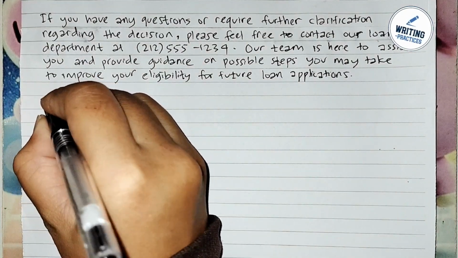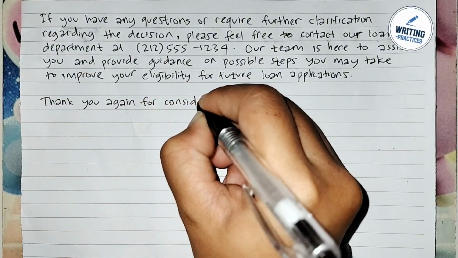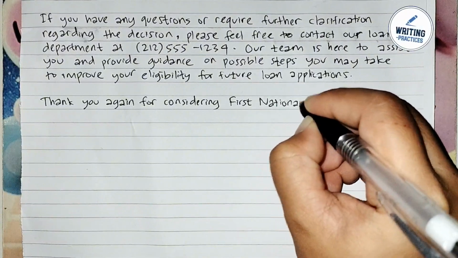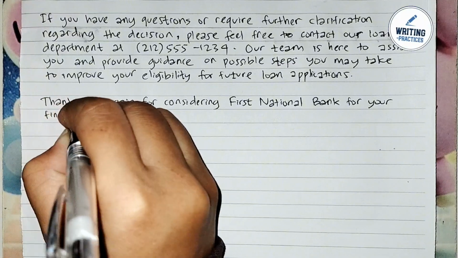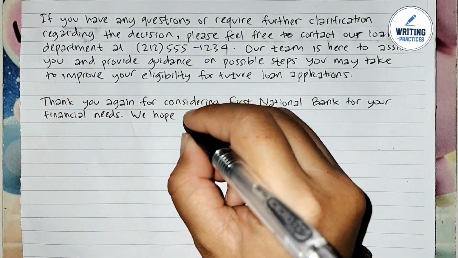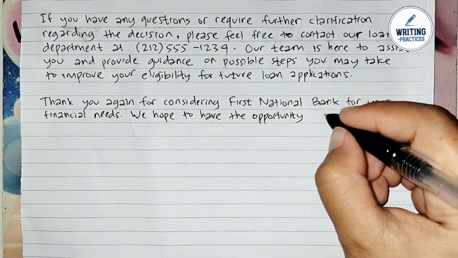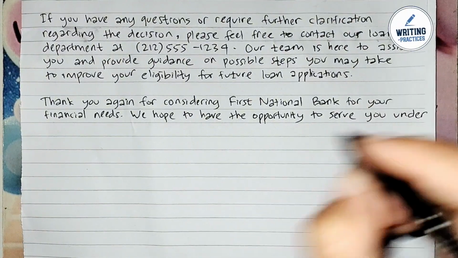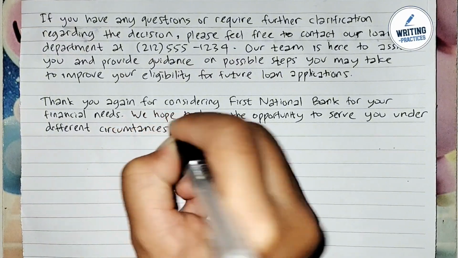In the last paragraph, which is closing paragraph, this is where you write expression of gratitude. Thank the applicant again for considering the bank for their financial needs. You may simply write it like this. Thank you again for considering First National Bank for your financial needs. After that, write your hope for future opportunities. Express hope to have the opportunity to serve the applicant under different circumstances in the future. And yes, here is the example. We hope to have the opportunity to serve you under different circumstances in the future.